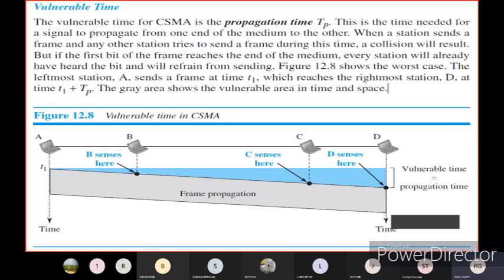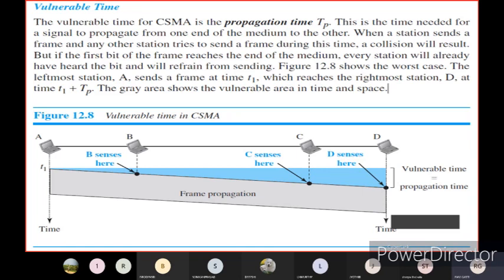The station should transmit the data when it does not get any frame within the vulnerable time, or within the propagation delay. Because of the propagation delay, station C transmitted the data, as B's data had not reached it at the moment B started at time T1. So at time T2, station C also started transmitting.